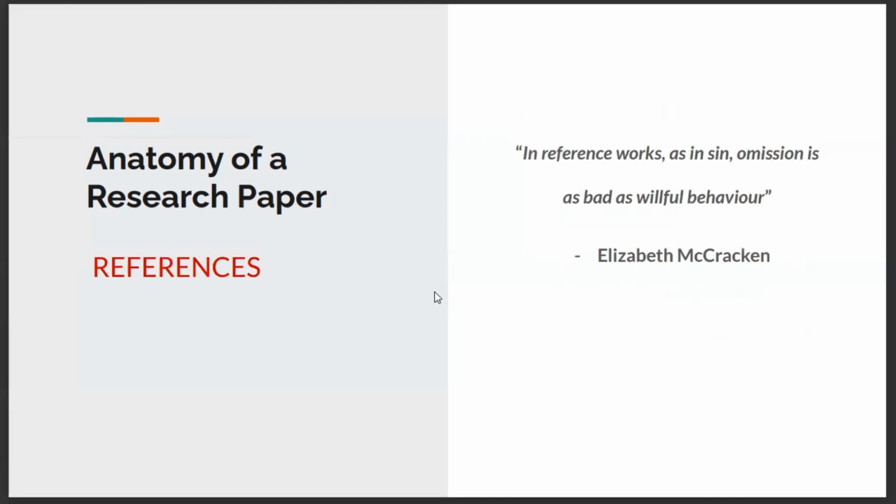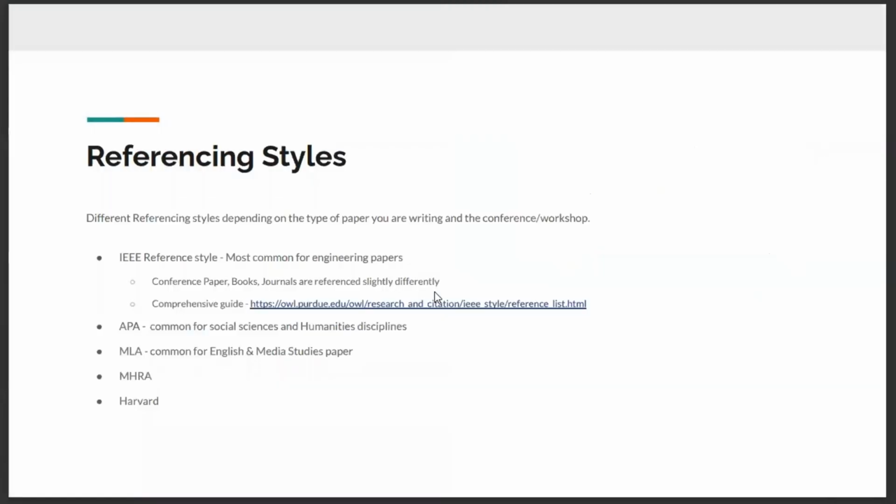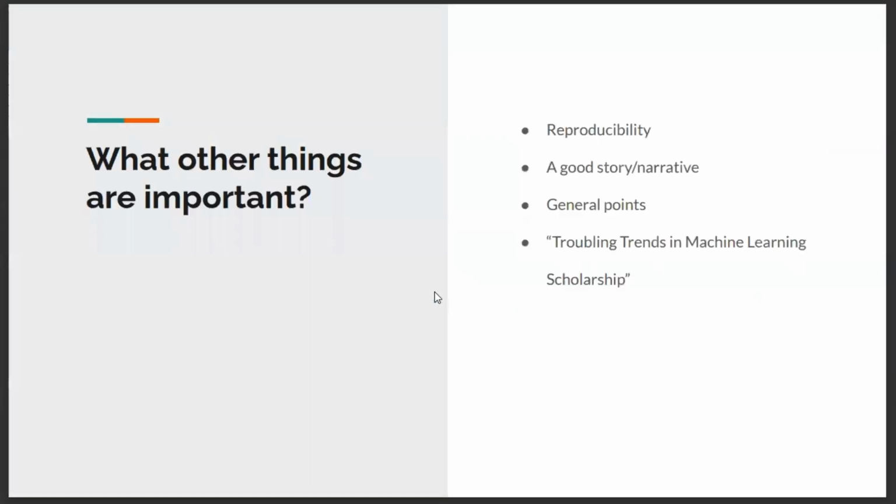The last part is the references. So this is an integral part. You should reference everything that you take from someone or somewhere. This is, for the most part, going to be in the research review part, and you should follow the referencing style that the paper or the conference that you're applying to wants. For our case, you need to follow the NeurIPS paper referencing style.